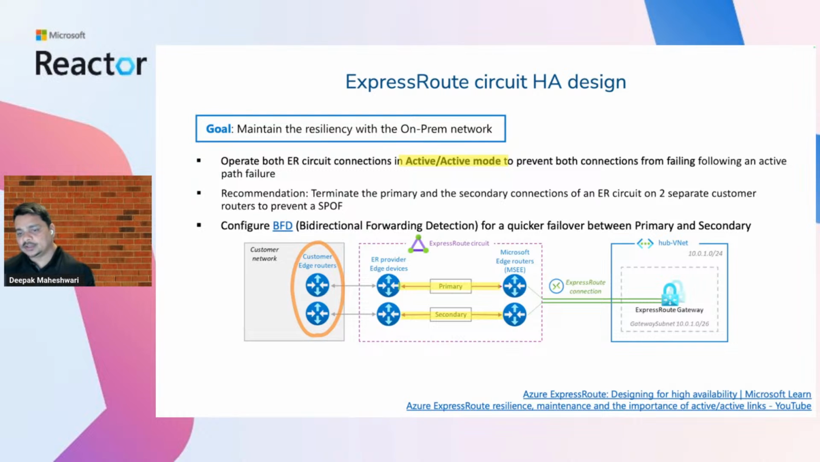Now, on top of it, Microsoft recommends to use BFD, the bidirectional forwarding detection. This is a lightweight UDP protocol, which you can enable on your on-premises router. What it does is it quickly detects if your primary or secondary circuit is down. Since they are active, if one of the connections is down, you can still route all of your traffic using the secondary or primary, whichever connection is available. That's why it's recommended to use BFD and use your connection in active mode.